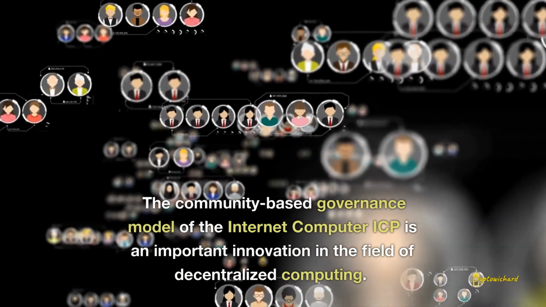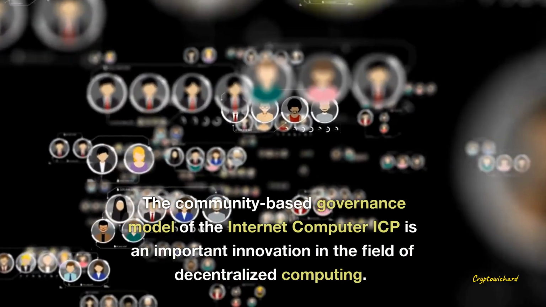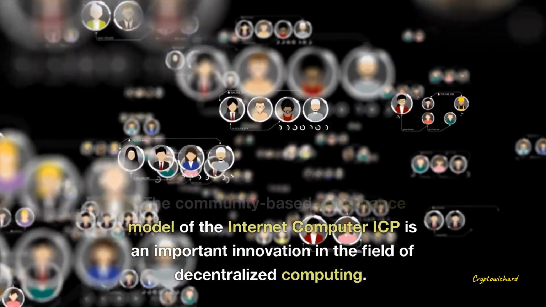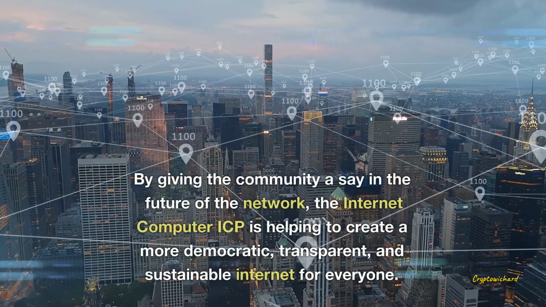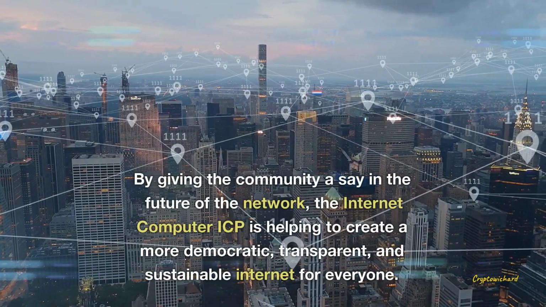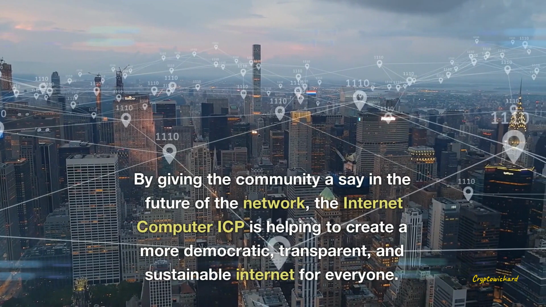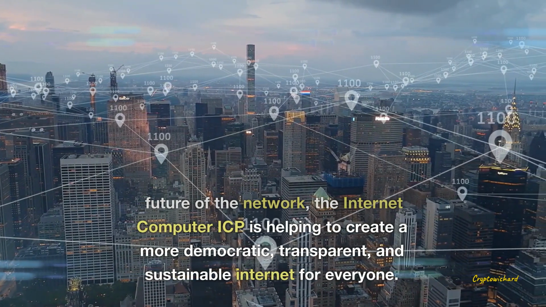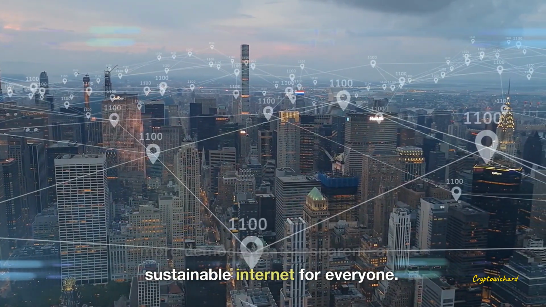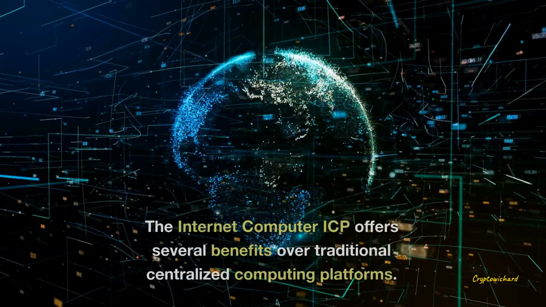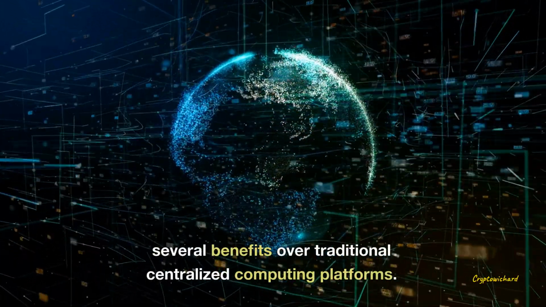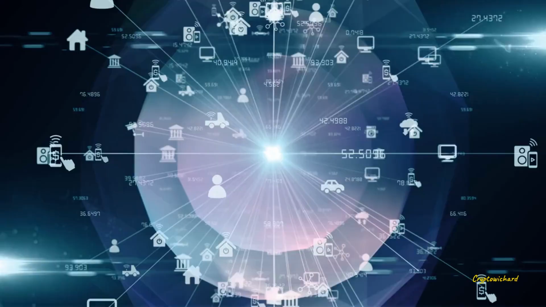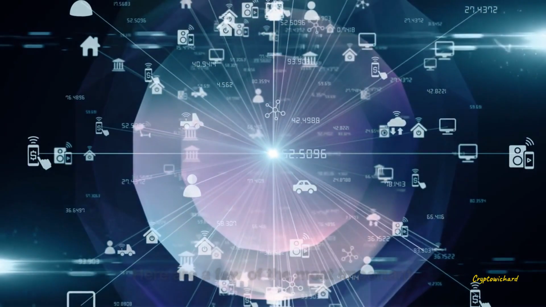The community-based governance model of the Internet Computer ICP is an important innovation in the field of decentralized computing. By giving the community a say in the future of the network, the Internet Computer ICP is helping to create a more democratic, transparent, and sustainable Internet for everyone. The Internet Computer ICP offers several benefits over traditional centralized computing platforms. Here are a few of the most important.